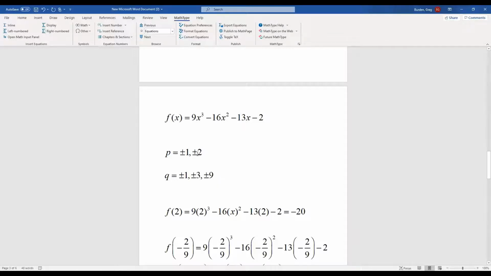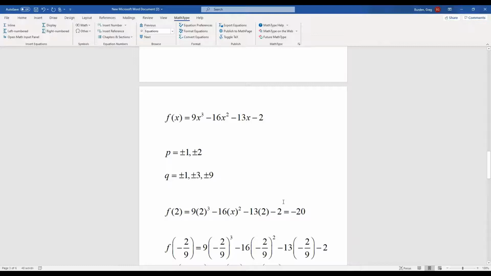So one possibility, for example, is you could take the 2 and divide it by the 1. So 2 is a possibility. -2 would also be a possibility. Well, you can check whether 2 works by just plugging it into the original and working it out. f of 2 is -20, not 0. So 2 is not a zero.